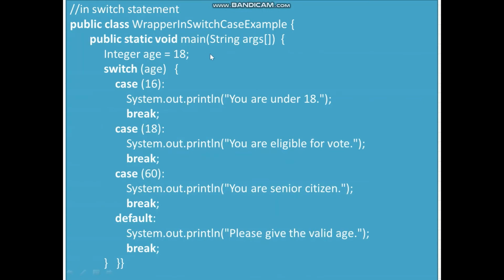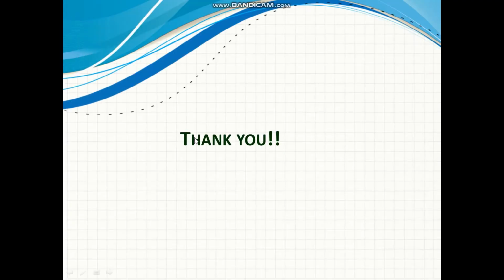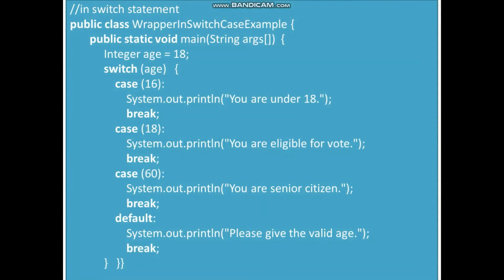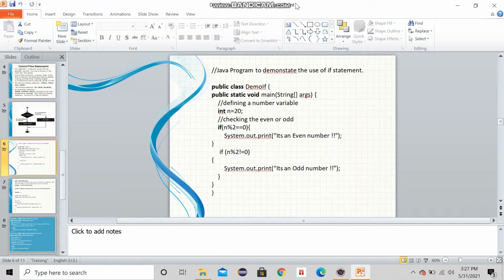Let me explain with an example. There is one age variable of integer type, and its value is 18. If I give a value of 18, then it should go and print here, you are eligible for vote. So this will be printed, and because the next statement is break, it will come out from here. Yes, so here if suppose I put something like A, B, C, D, or some other number which is not here in this. Let's continue with the coding part of the if else condition.